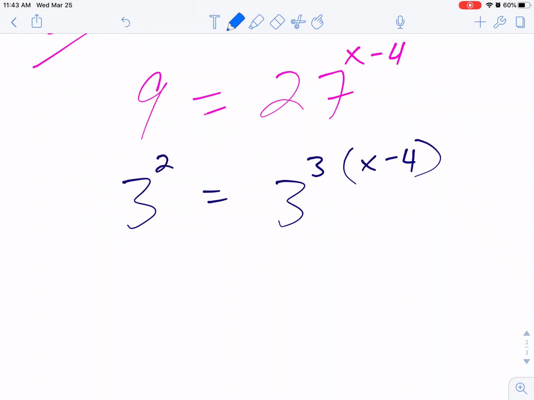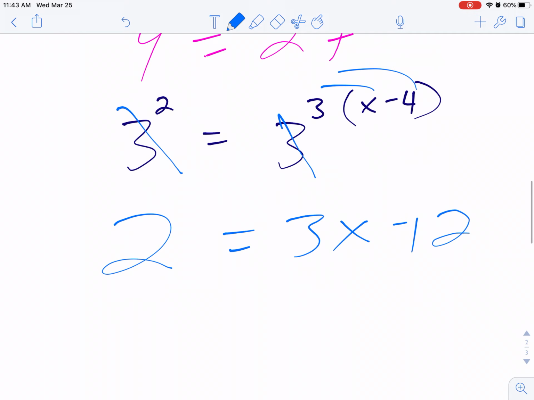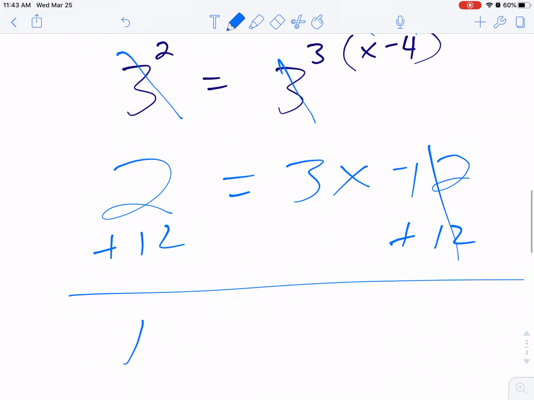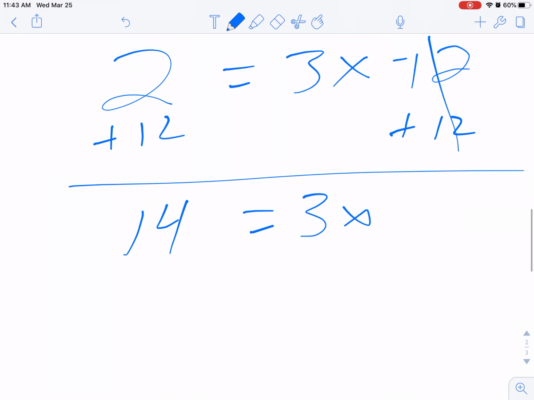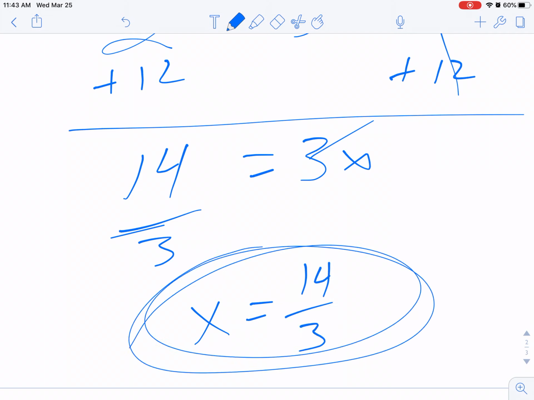Okay. So now we made the bases the same. They're both 3. So you can go ahead and solve what's left. So I'm going to add 12 to both sides. That gives us a 14 over there. Divide by 3. So x equals 14/3, I think, is the best answer. But if you want to do a decimal, that's fine. I think it would be 4.66 repeating.